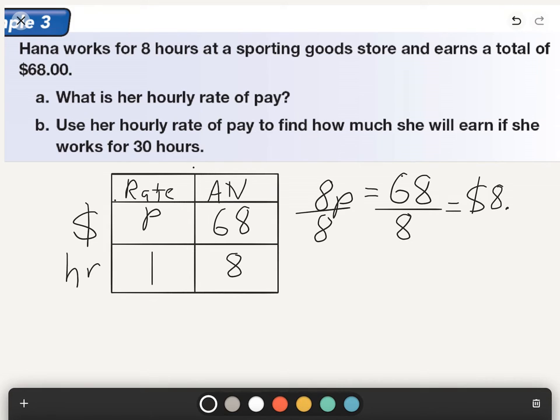And we know that the 4 that we're left over with is half of 8. So $8.50 per hour. I'm not going to comment too much about the injustice of the world on this one, though. Okay, now for part B, use her hourly rate of pay to find out how much she will earn if she works 30 hours.